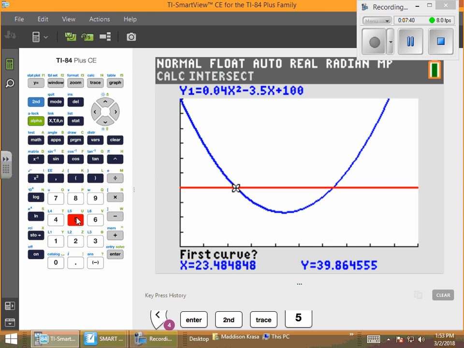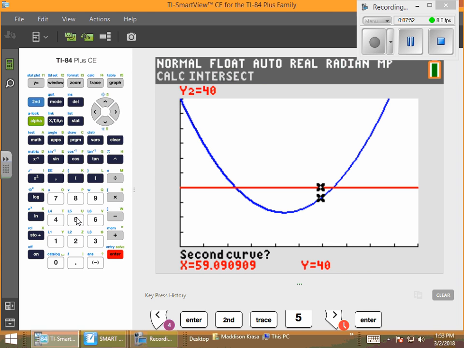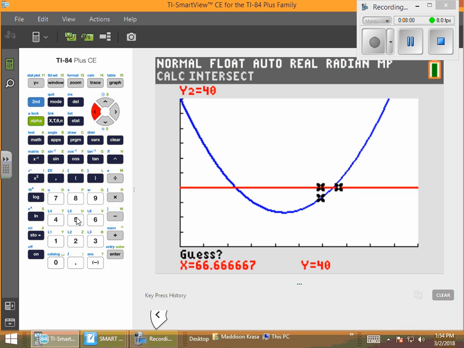Okay, so now we're going to use our arrows to go over to the other side. So we're close there, so we're going to press enter. And that's close enough. We really don't have to get much closer. Press enter, and then go over for our guess. Ooh, that looks pretty good. All right, so we'll round that to 64.1. And then our y value is 40. So that's that intersection point.